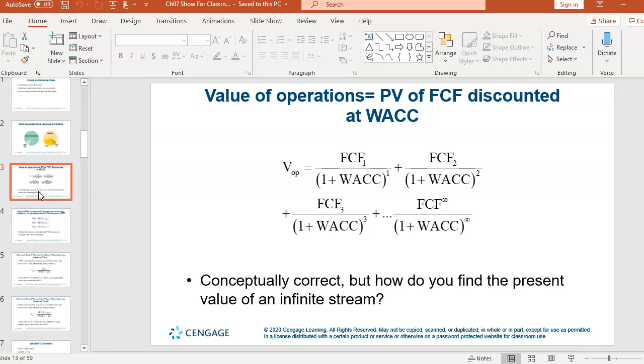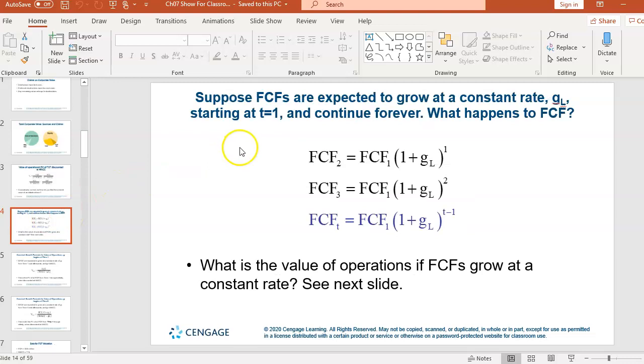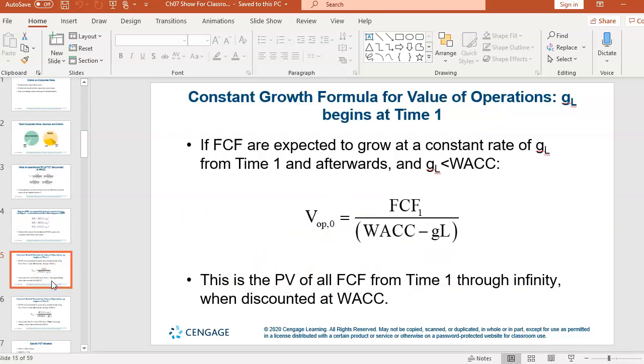Okay, so here's my formula, and obviously doing this for every future year seems onerous. Conceptually that's what we're doing, but how do you find the present value of an infinite stream? If I'm assuming this company will be around forever going forward, how do I go about doing that? So what we're going to do is assume a growth rate. G is the growth rate for a particular company. So it asks: what's the value of operations if FCFs grow at a constant rate? And that's the formula we can use to help figure this out.